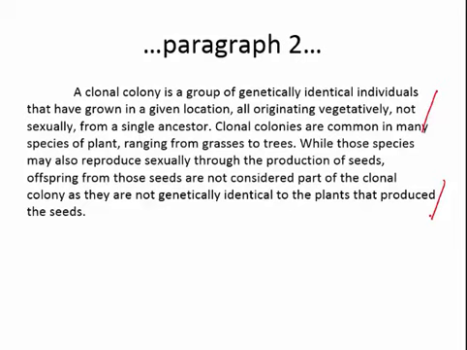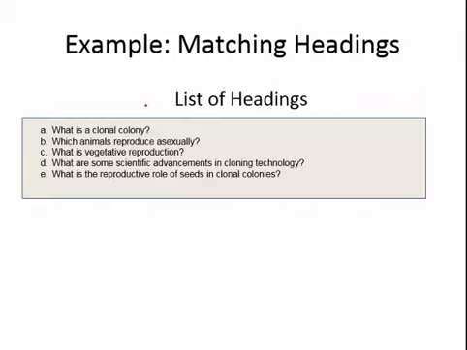Okay, just like in the first paragraph, when I read this first sentence, once again, this gives me a really good idea about what this paragraph is really about. We see clonal colony and basically a definition of what a clonal colony is. And if we look back at our answer choices, that was one of our headings to choose from. A says, okay, what is a clonal colony? That would be a good heading for this second paragraph, right?